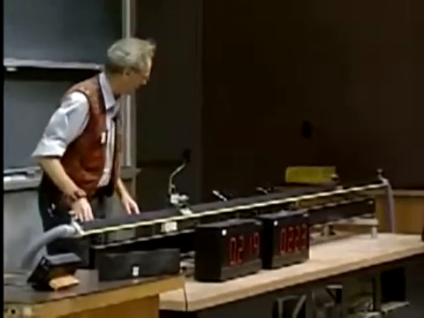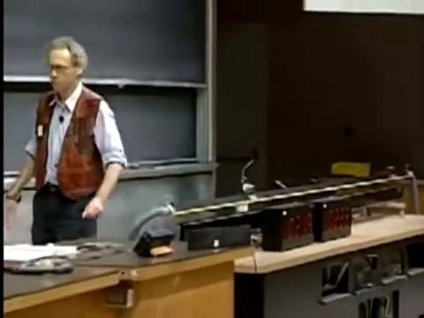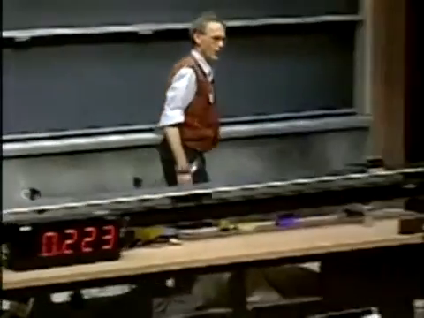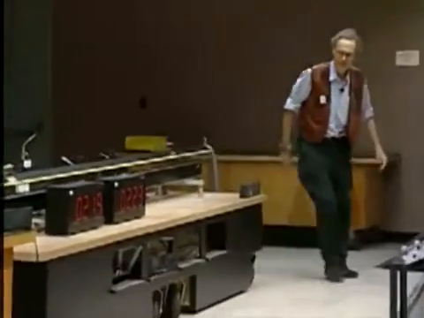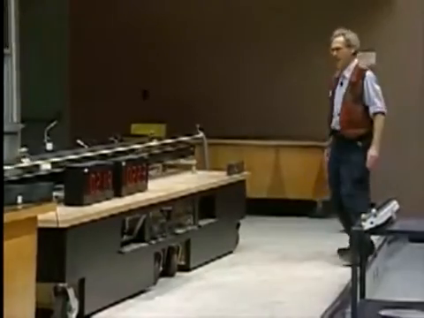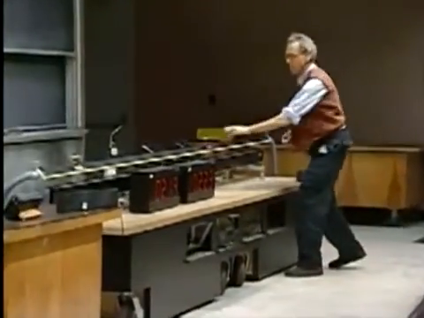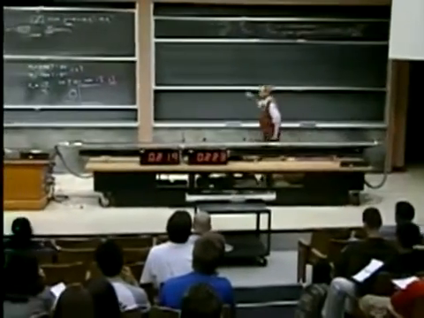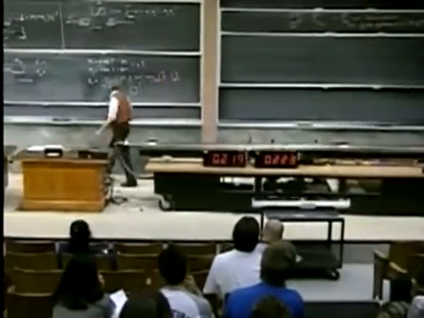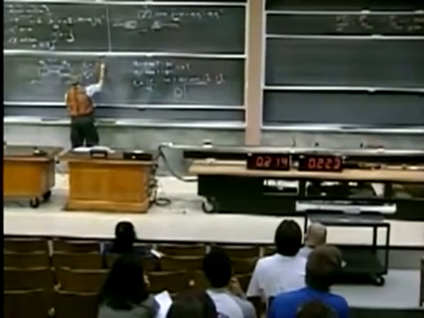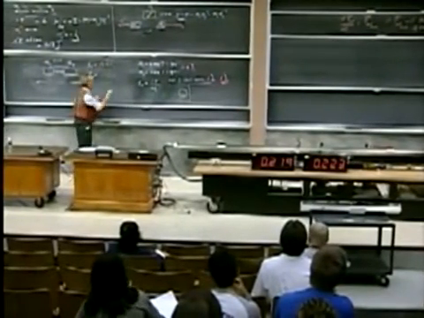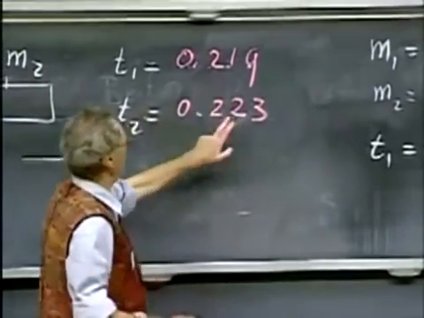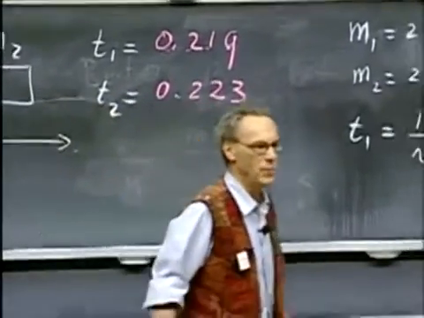Make me happy. What do you see? I better walk around. 220. Oh, fantastic. Absolutely fantastic. 223, 219 milliseconds. That is well within the uncertainties. What was the number? 219 milliseconds and 223 milliseconds.